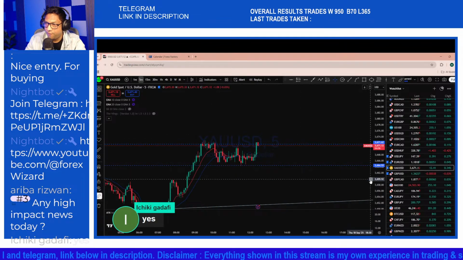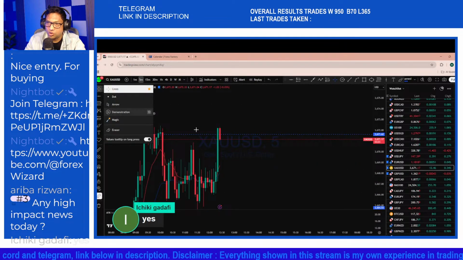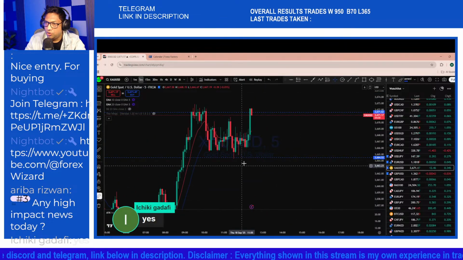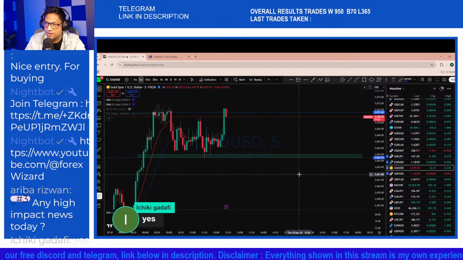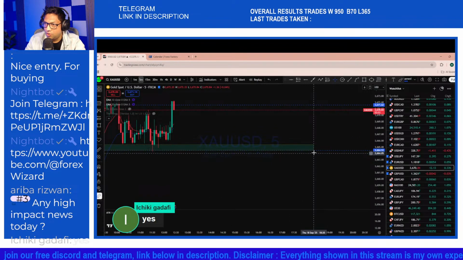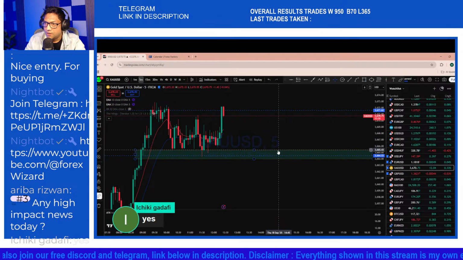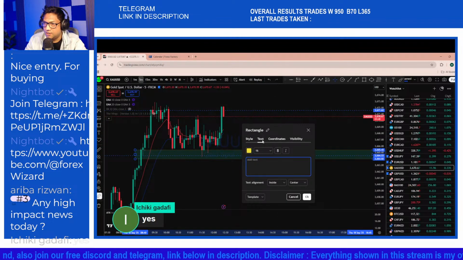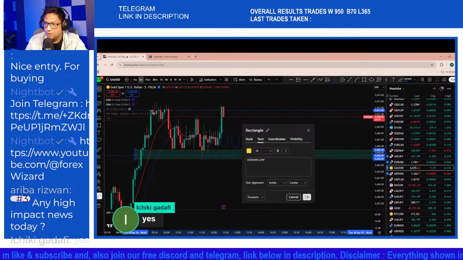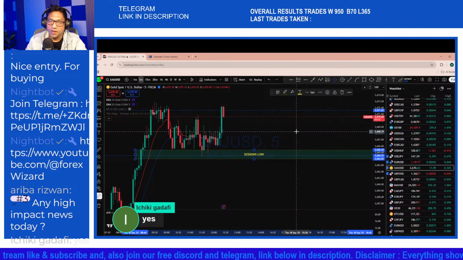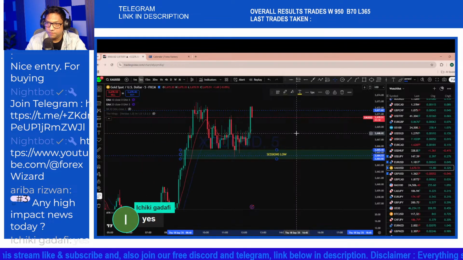Okay, so you can see the 5 minute structure has also created this. This is our current entry level. Now why is this the level that we are looking at for entry? Let's look at the context. The session's low is a liquidity zone, a very important support level.